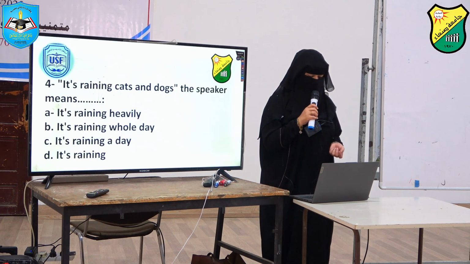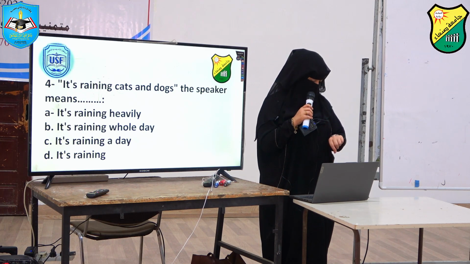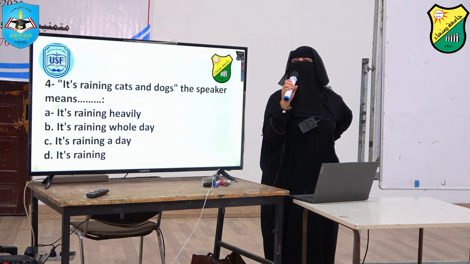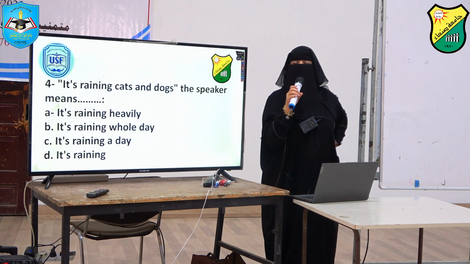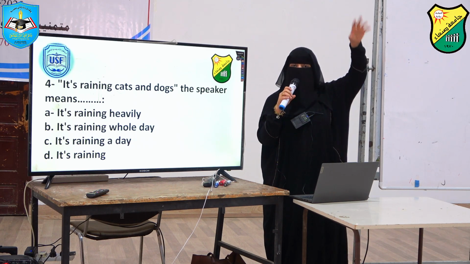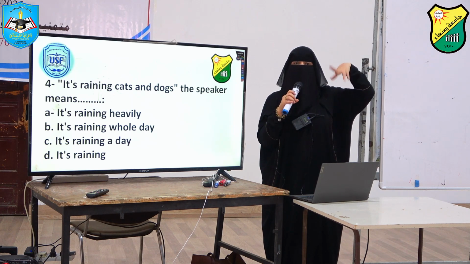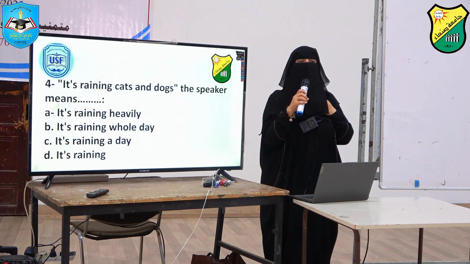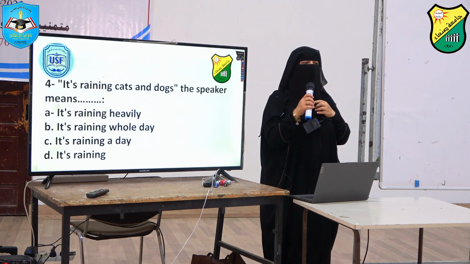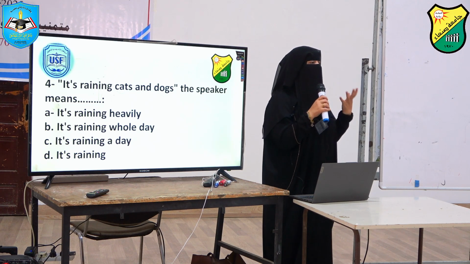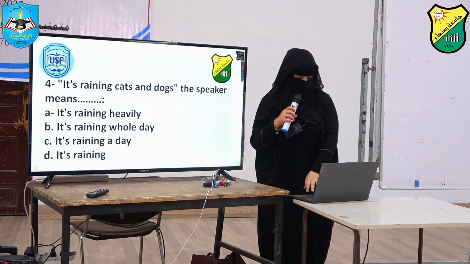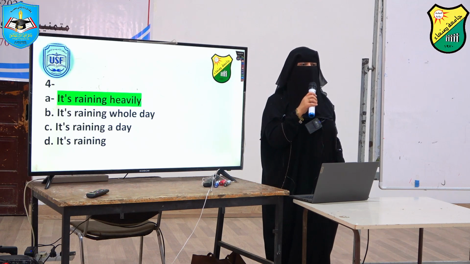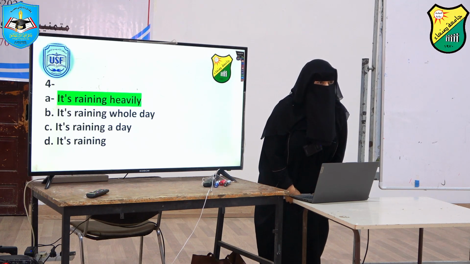Number 4. It's raining cats and dogs. What is the meaning of it's raining cats and dogs? It does not mean that cats and dogs are falling as rain. No. It means it is too much rain. It means it is raining heavily. So what is the correct answer? Yeah, it's raining heavily.